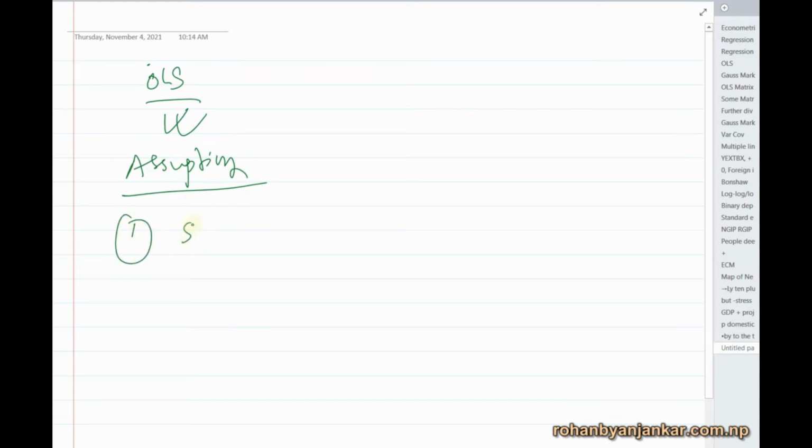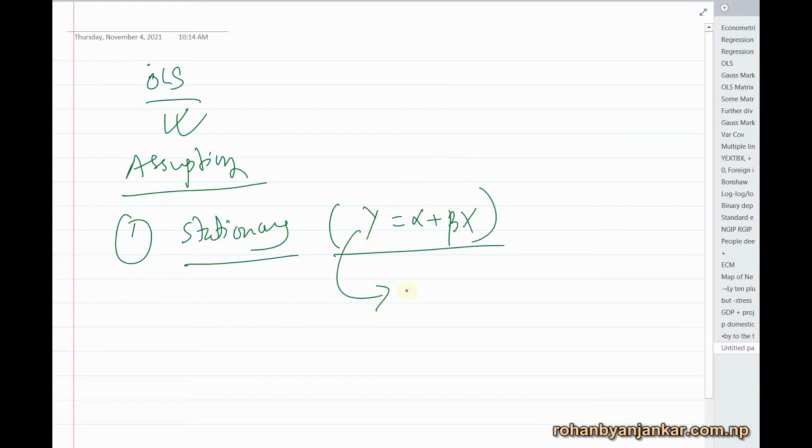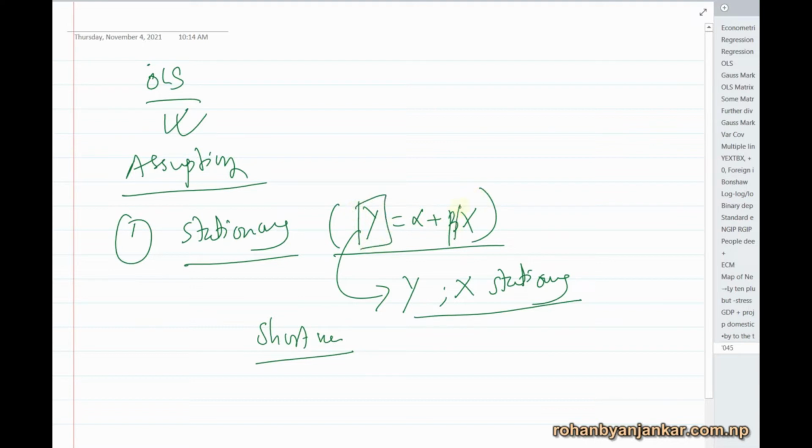First assumption is stationarity. That is, if y equals alpha plus beta x, then it is better to have y and x stationary. And the OLS always gives short-run results. This means that if y and x are non-stationary, then the result may be spurious. That is, alpha and beta that we estimate may be spurious.